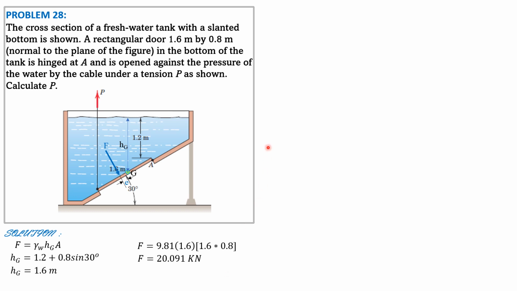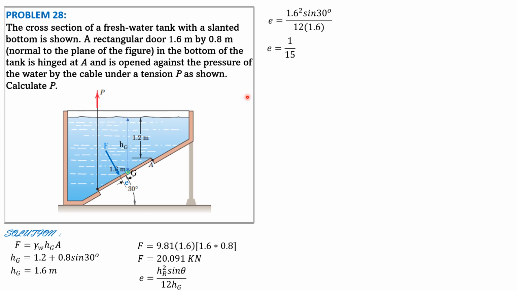Then for e, it is H_R squared sine of theta over 12 hg, where H_R is 1.6, theta is 30 degrees, hg is 1.6. So e is 1.6 squared sine of 30 degrees over 12 times 1.6.